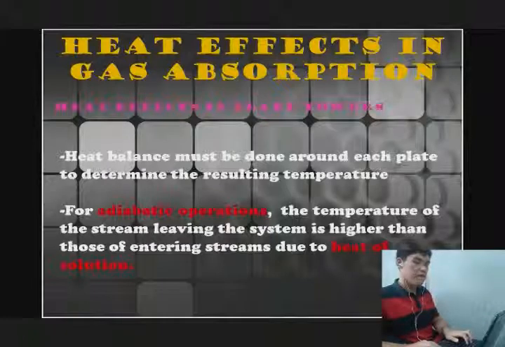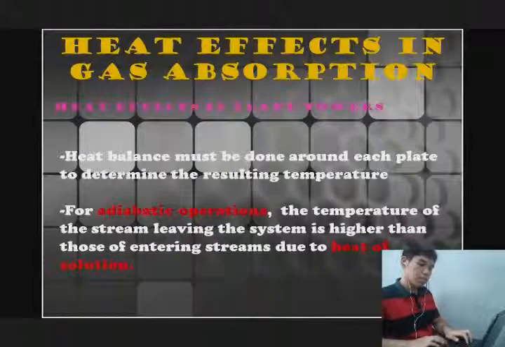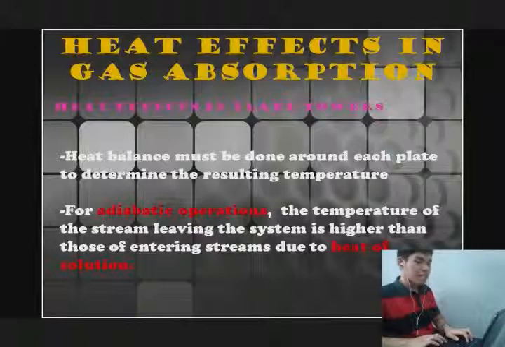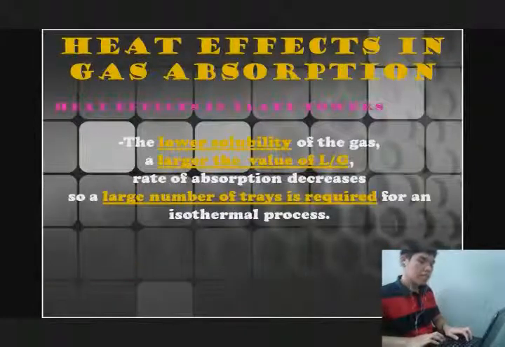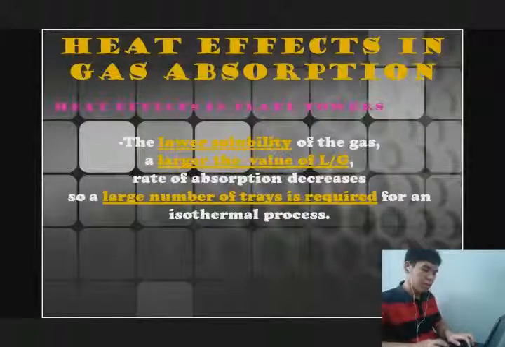For plate columns, a heat balance may be performed over each plate and the resulting temperature determined. For adiabatic operation, where there is no removal of heat from the system, the temperature of the streams leaving the absorber will be higher than those entering due to the heat of solution. This rise in temperature lowers the solubility of the solute gas, so that a large value of the liquid-to-gas ratio and a large number of trays will be required than for isothermal operation.